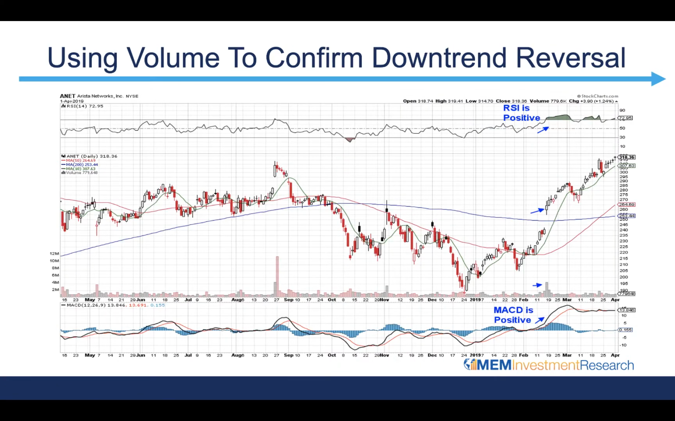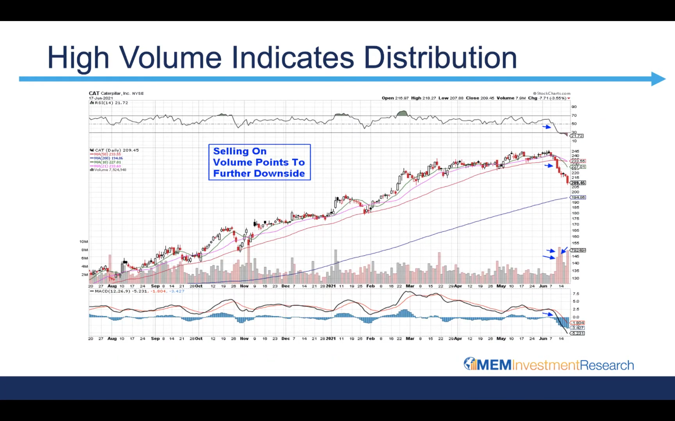Arista Networks, another big winner for the MEM Edge report, reviewing here this nice downtrend reversal. In February, the stock gapped up on huge volume. It's not that easy to see on this chart, but it was very, very big, above average volume, continued high volume as the stock advances. That RSI and the MACD trending upward and in positive territory. High volume as it relates to distribution.